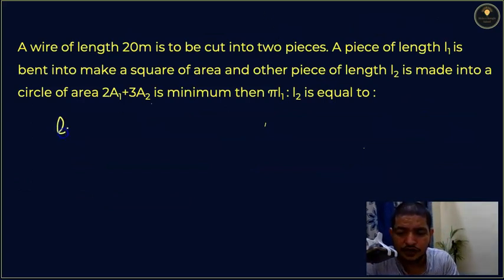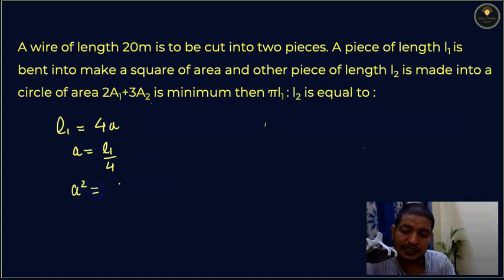Firstly, we already know L1, the total length of the square, which I can write as equal to 4A. So I can write the value of A as L1 by 4, because L1 is given in the question. Now you can find the area of the square, that is A square, equal to L1 square by 16.